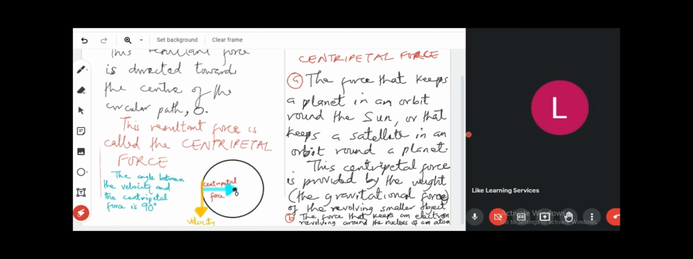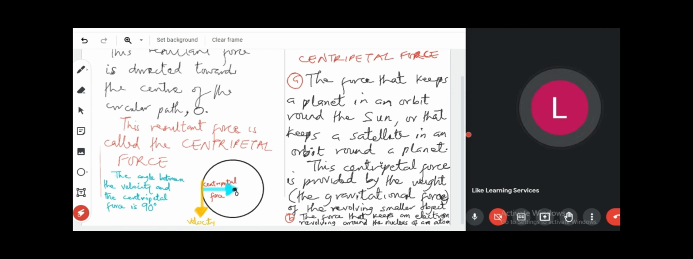And what produces that centripetal force is the gravitational force, in other words, the pull of the sun on the Earth. The gravitational force between the Earth and the sun provides that centripetal force. So the force that keeps a planet in an orbit around the sun, or that keeps a satellite in an orbit around the planet, is an example of a centripetal force.